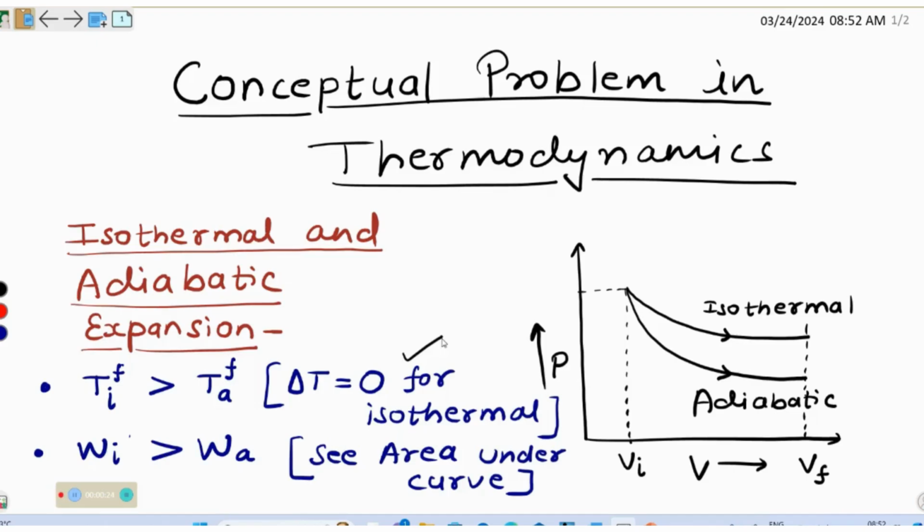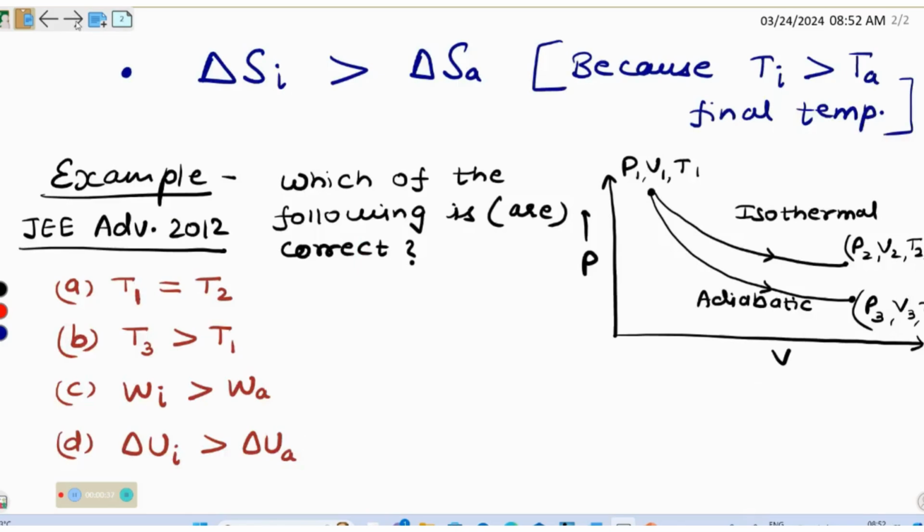Since the slope of the isothermal process is lesser than the slope of the adiabatic process, the area under the PV graph, that means the work done in the isothermal process, is greater than in the adiabatic process. Also, entropy change in the isothermal process is greater than the adiabatic process, because in the adiabatic process temperature falls and entropy change depends upon the temperature.